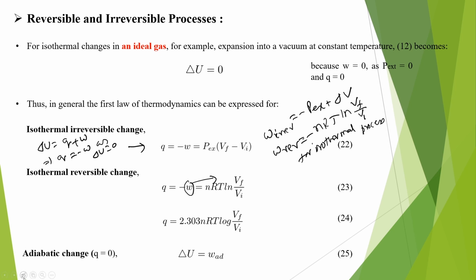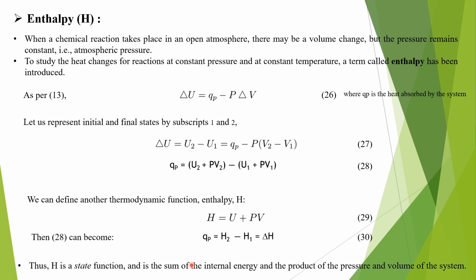Now, for an adiabatic change, there is no change in heat, so Q is 0. If Q is 0, from the first law of thermodynamics we write delta U is W adiabatic, so delta U is W here. Next, we discuss enthalpy.